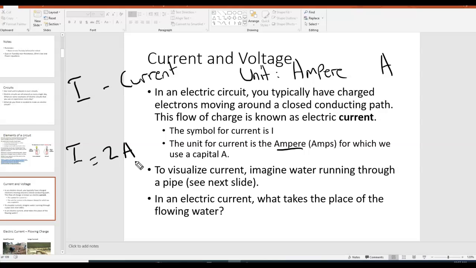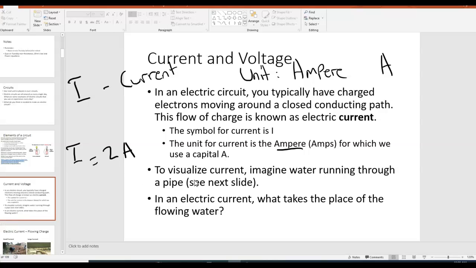Now current again is basically how quickly those electrons are moving around your closed conducting path. We haven't talked about voltage yet, but we will in just a second. But current is basically the rate at which those electrons are moving around your closed conducting path. The symbol is I, and that's measured in amperes. So pause it here if you need to. I'm just going to erase this.